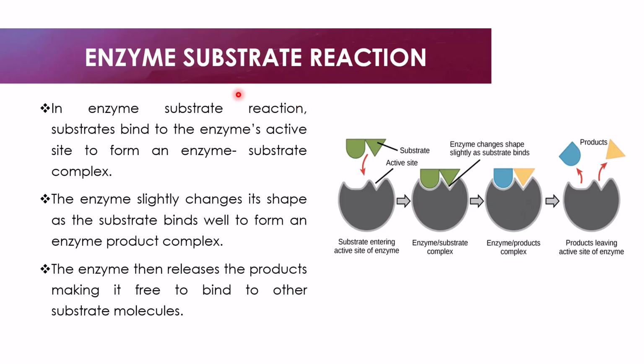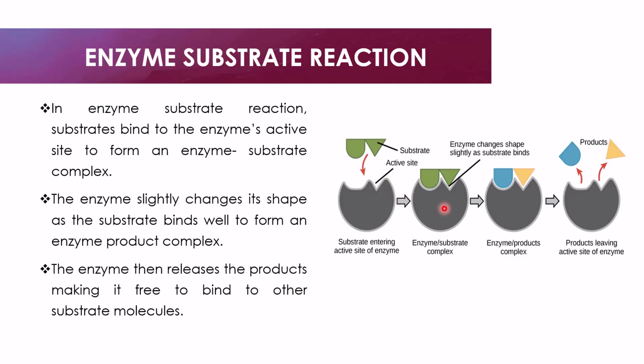Now, let's look at the enzyme substrate reaction. What we have to note is that in an enzyme substrate reaction, substrates bind to the enzyme's active site to form an enzyme substrate complex. The enzyme slightly changes its shape as the substrate binds, to form an enzyme product complex. The enzyme then releases the products, making it free to bind to other substrate molecules.